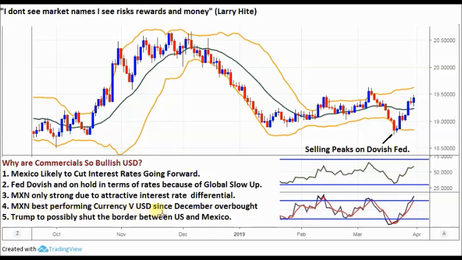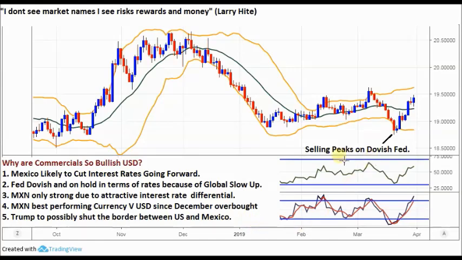Point number 4, MXN is the best performing currency against the USD since December, so it's very overbought. Okay, so plenty of upside on the USD in our view. Point number 5 could possibly happen. Trump is threatening to shut the border between the US and Mexico. If he does, that is bearish for the peso.